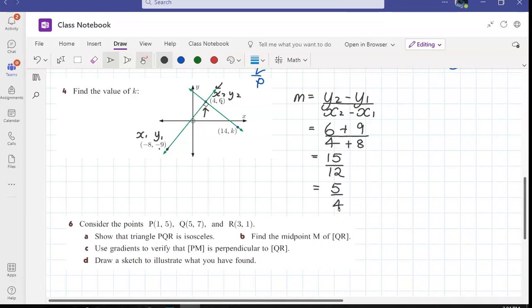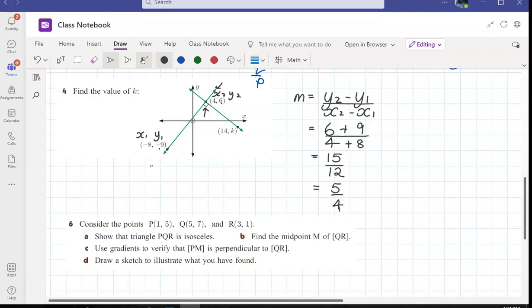By the way, if I had done all my magic and made a bit of a whoopsie because I wasn't paying attention, I got minus 5 over 4. Why should I look and go, I might have made a whoopsie? Why do I know that this should not be minus 5 over 4? Because it's increasing, right? So don't just go, oh, calculator said so. Look, see if it's reasonable, always.